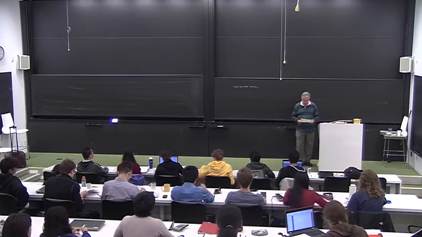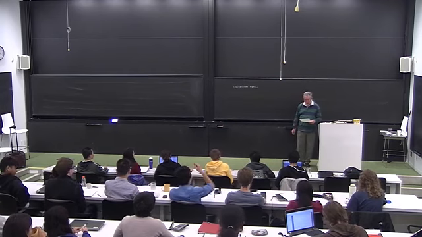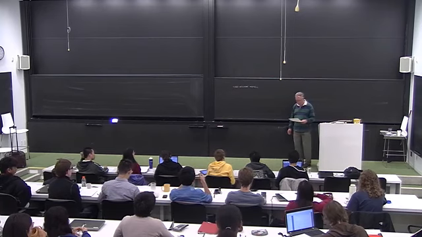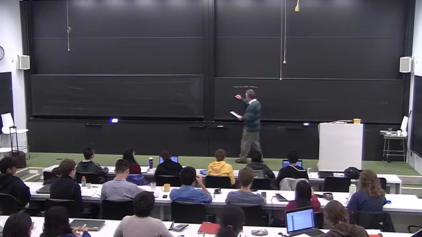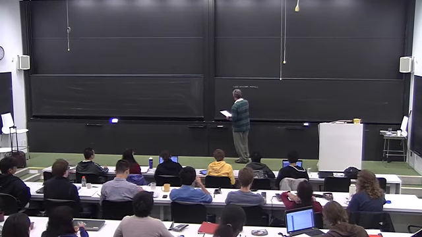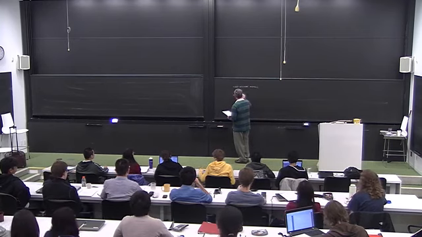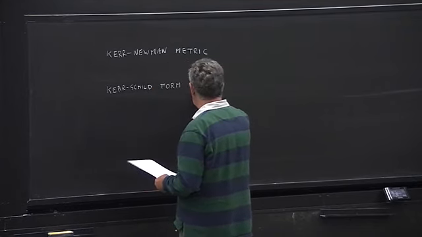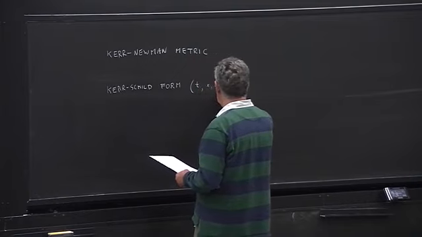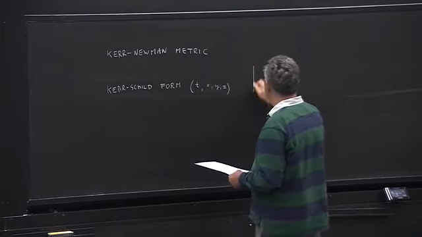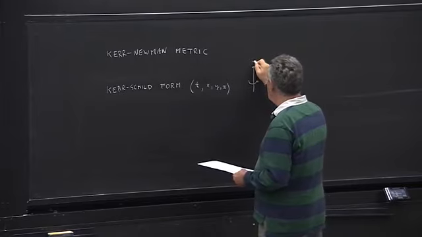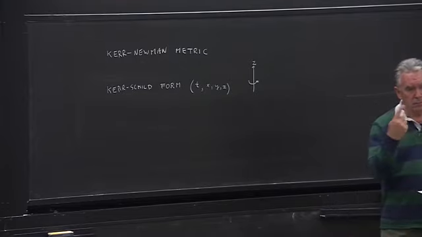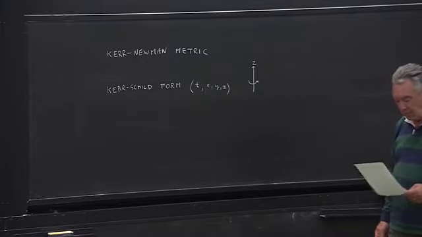However, looking through the literature, it's very hard to find the A mu for the Kerr-Newman metric, but I did find a version, and this is a version known as the Kerr-Schild form. So it's in coordinates t, x, y, and z. Z is the axis about which the object is rotating.